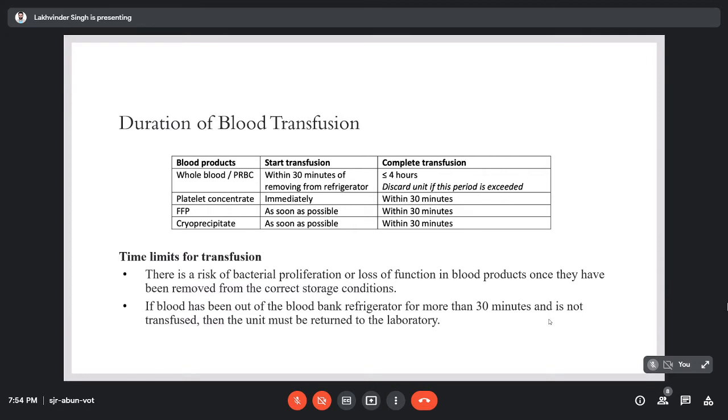And if blood is kept outside the blood bank refrigerator for more than 30 minutes and is not transfused, it should be sent back to the laboratory. Because if the blood reaches after 3-4 hours and was kept outside in the ward, then the blood is not fit for any other transfusion.